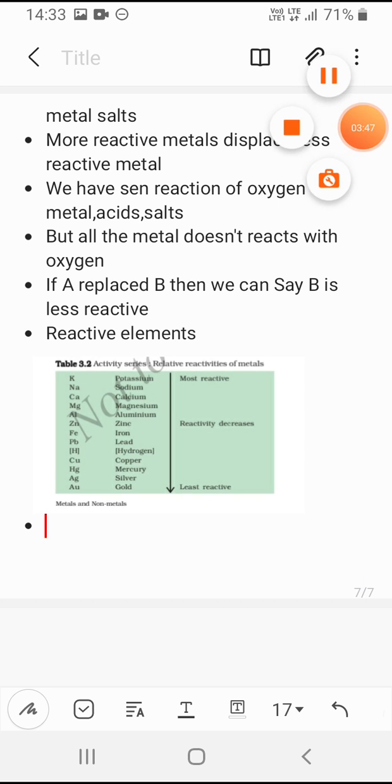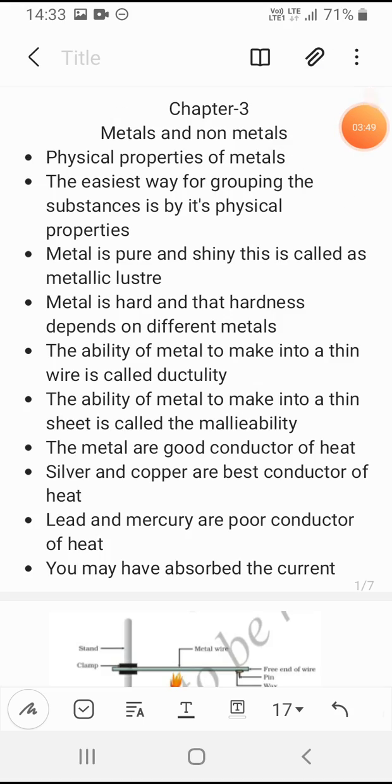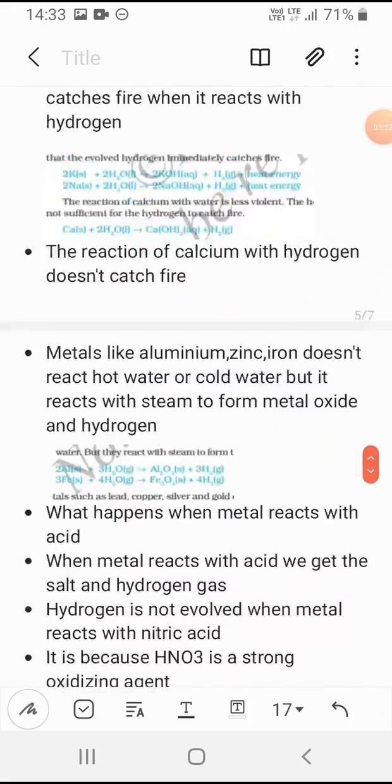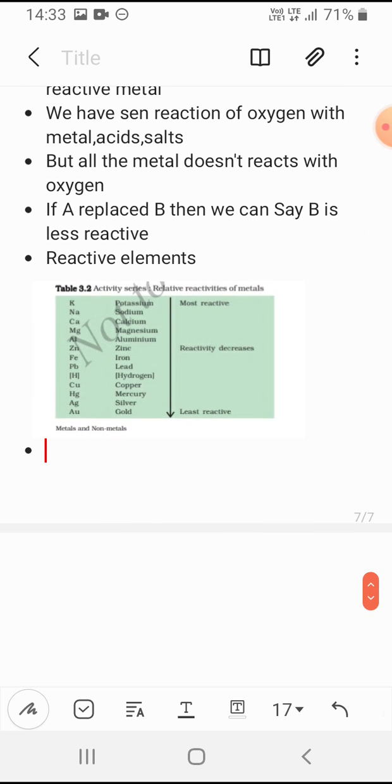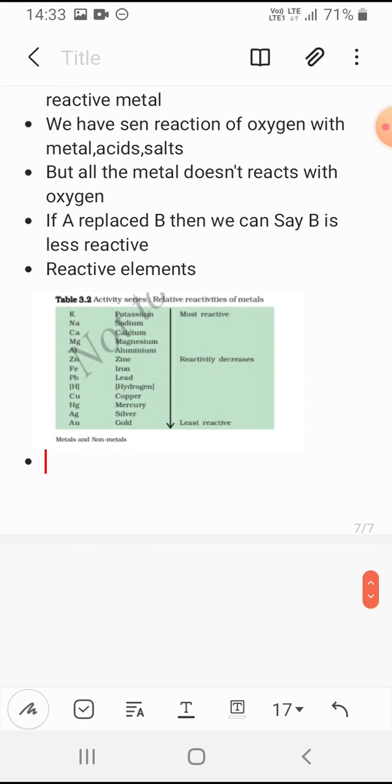So till here I will stop the explanation. I will explain the next topic after these reactive elements in my next video.